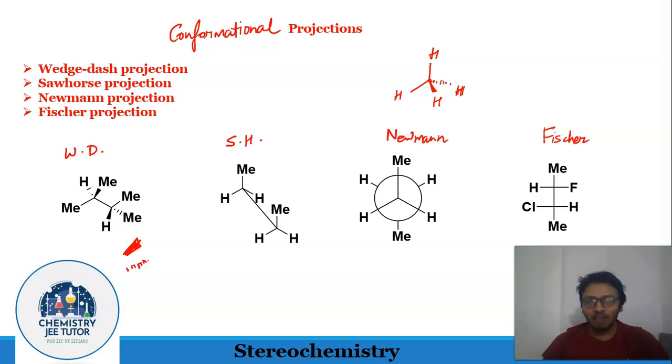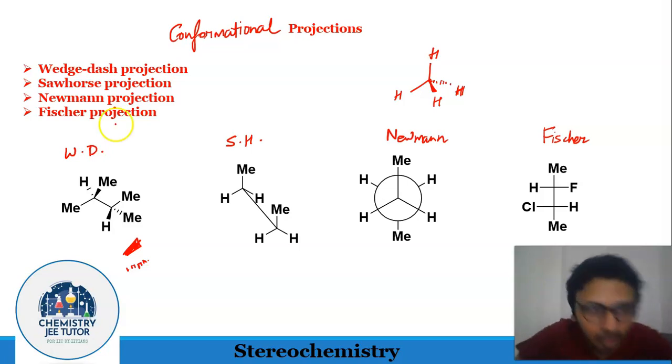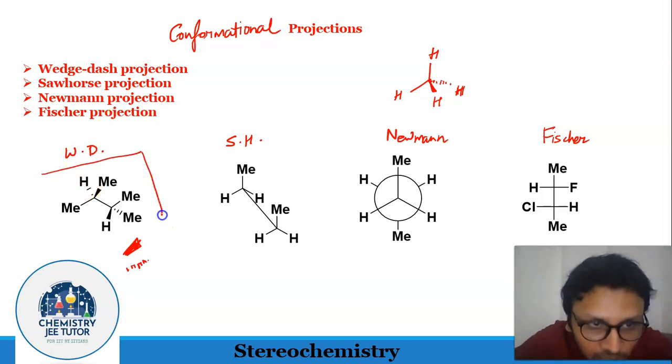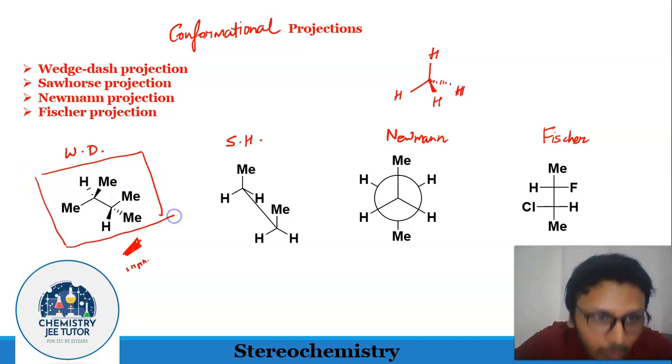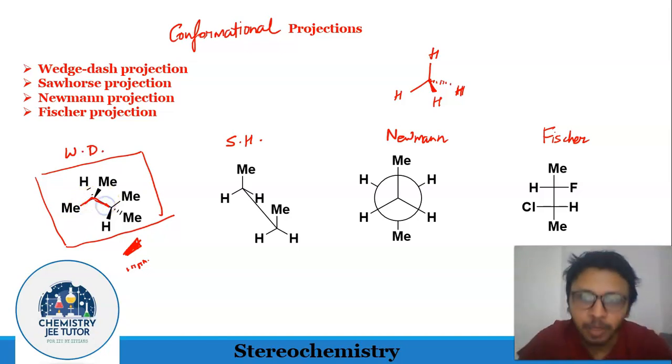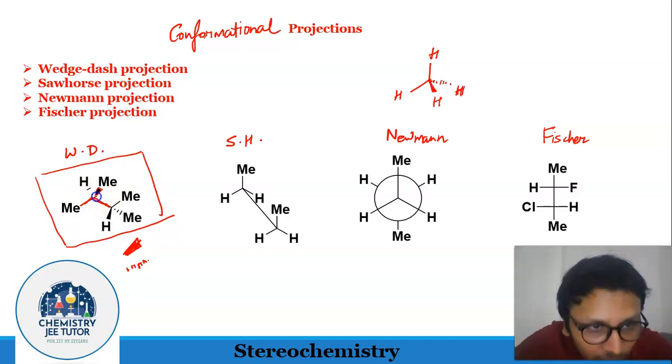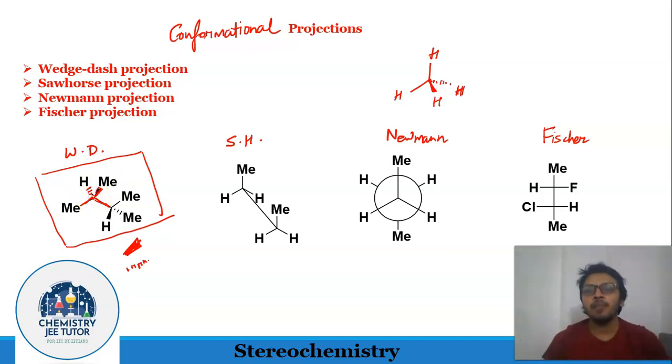So the wedge dash projection is used like this. This is an example of a wedge dash projection. Any of the carbons you can choose; suppose we choose this carbon. See, this methyl is in the plane. This carbon is also in the plane. This methyl is above the plane, that is, out of the plane. This hydrogen is below the plane, that is, out of the plane. So two of the substituents are in the plane and two of the substituents are out of the plane.